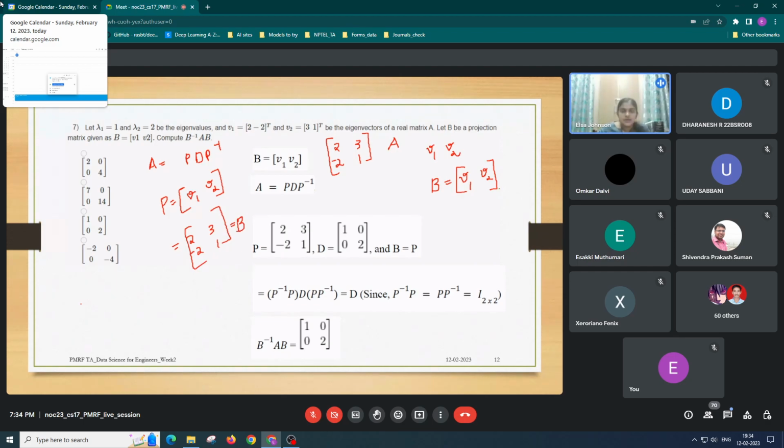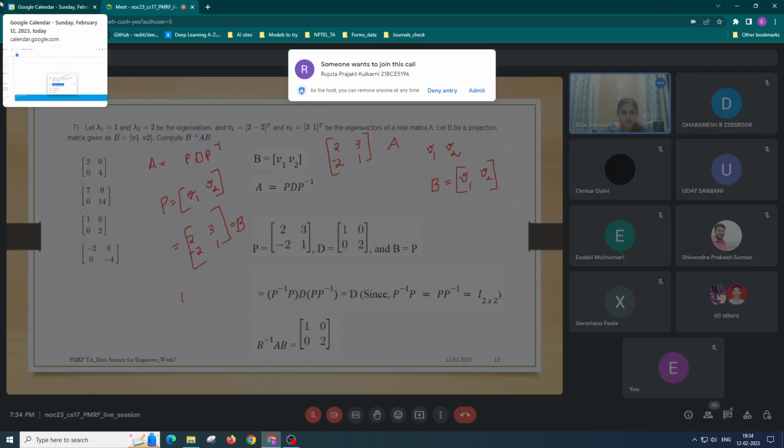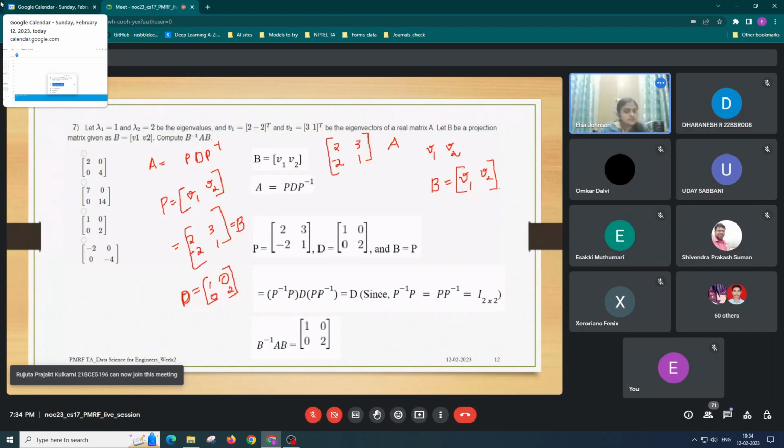Then the next one is D. So what is D? D is a matrix formed with the eigenvalues. It's a diagonal matrix formed with the eigenvalues. So this is D. Then we want P inverse also. So let it be there like that.